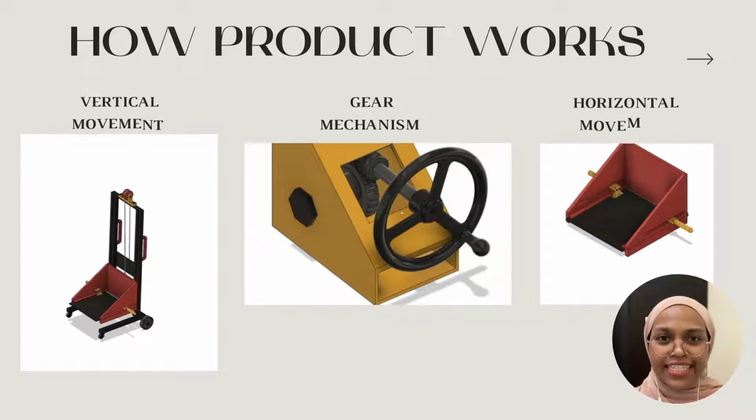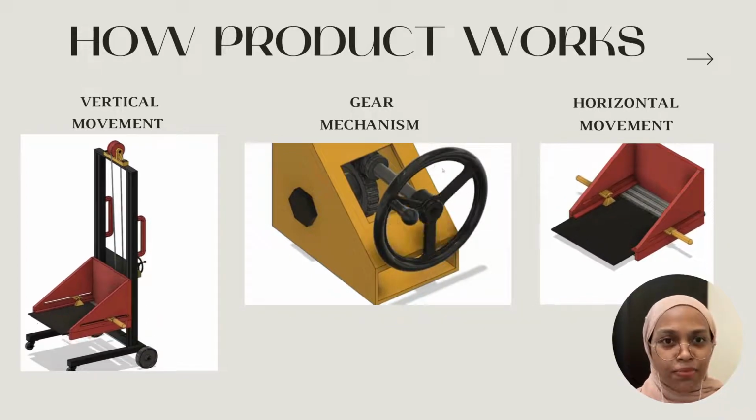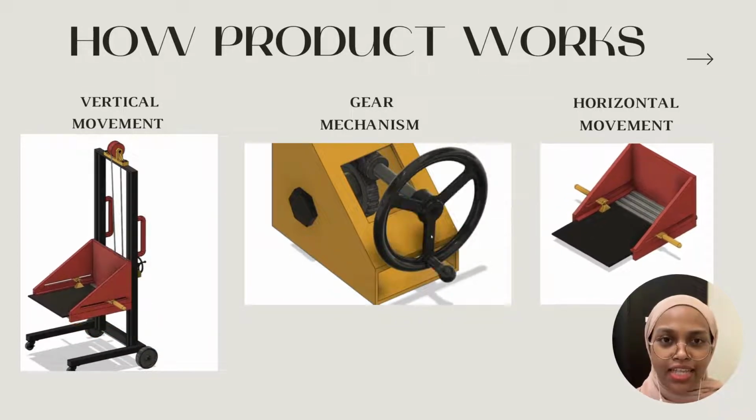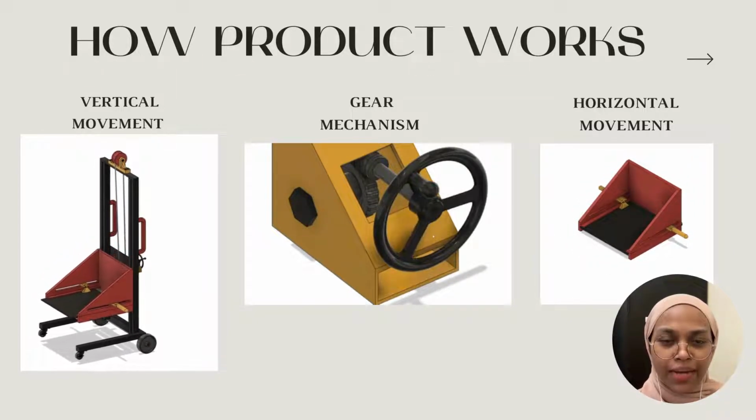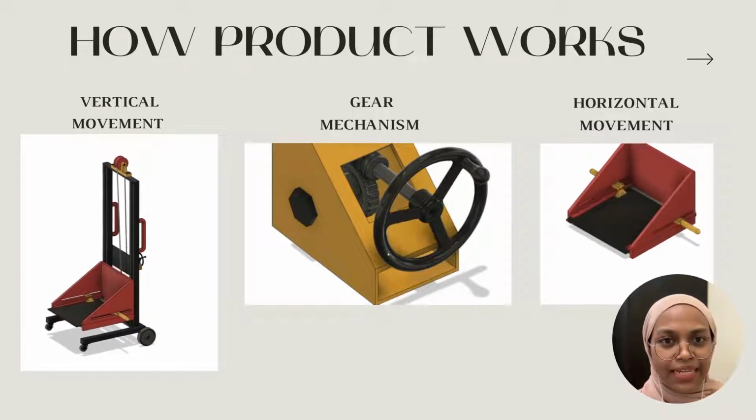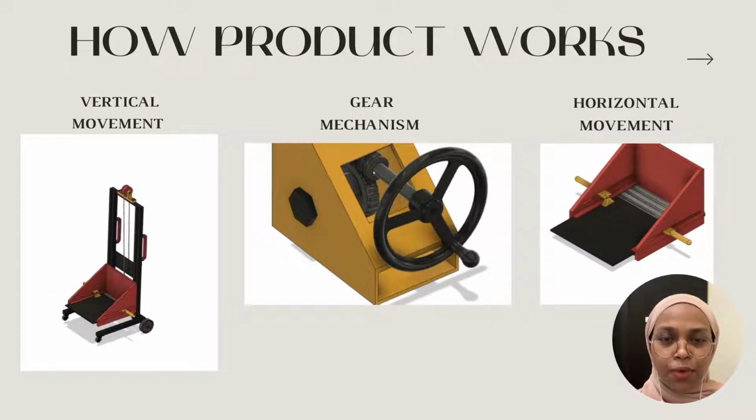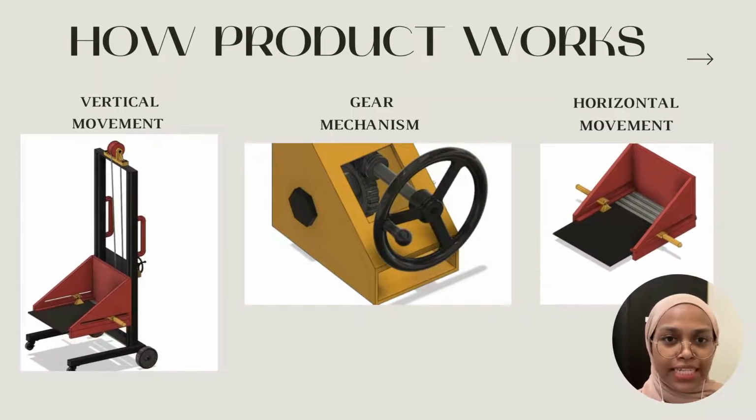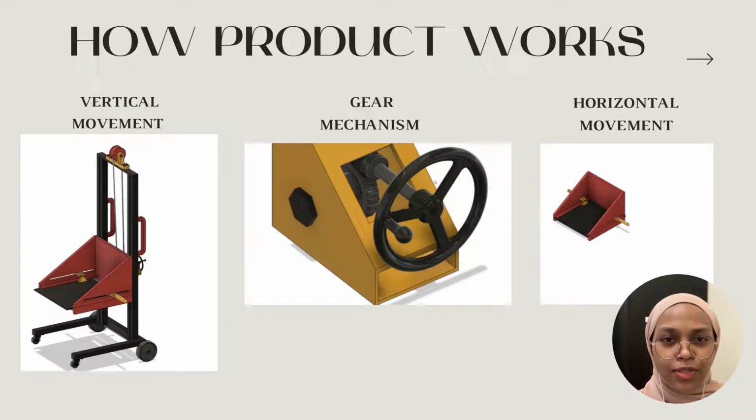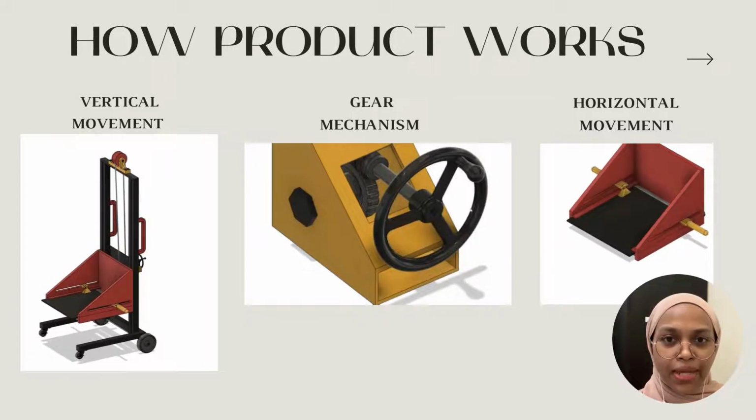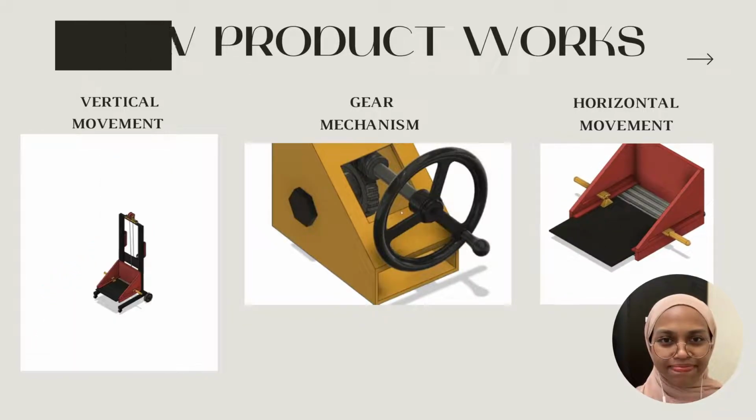So, this is how the product works. There are three movements that are built from our design. The first one is vertical movement. The design is created to move the load up and down. The second one is the gear mechanism, where we use a worm and gear mechanism to support vertical movement. And the last one is horizontal movement, which allows the load to move laterally, front and back, supported by rollers.